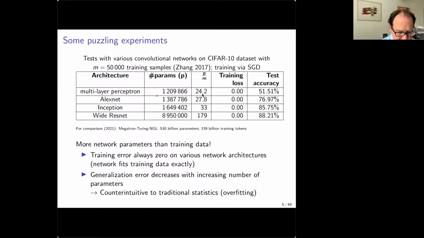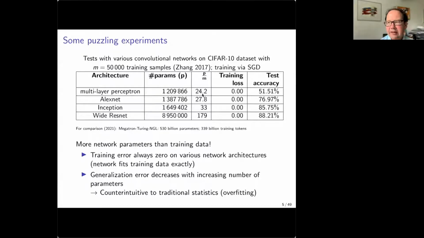What I would like to point out is the number of parameters that we have here. So we have 50,000 training samples, but then 1.2 up to almost 9 million parameters. So quite some overparameterization. So much more network parameters than training data. And in fact, when people train this, the training loss was in all these cases zero. In particular, they found a global minimum because you cannot get smaller than zero with the training loss.